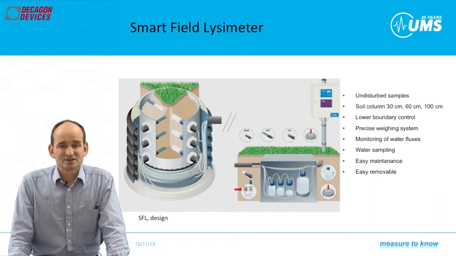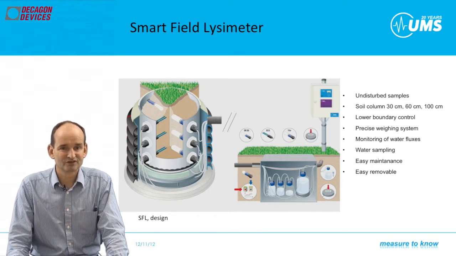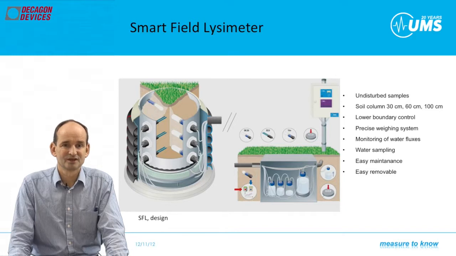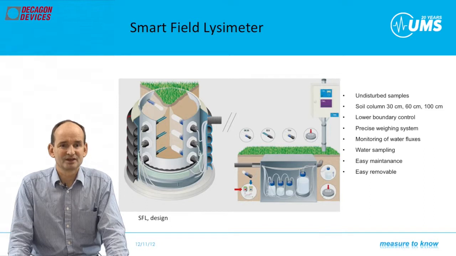Now, this concept is also modular, so the Smart Field Lysimeter system can take up 1, 2, 3 or 4 lysimeters with a depth of 300, 600 or 1000 millimeters. So if you decide to start with 1 lysimeter, you can easily connect up to 3 other lysimeters later with a single plug-in connector. Possible designs for more than 1 lysimeter are shown in the following slides.